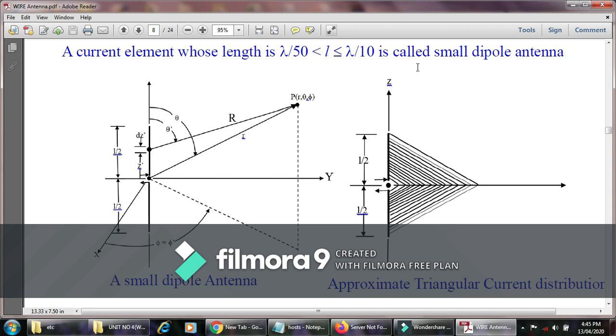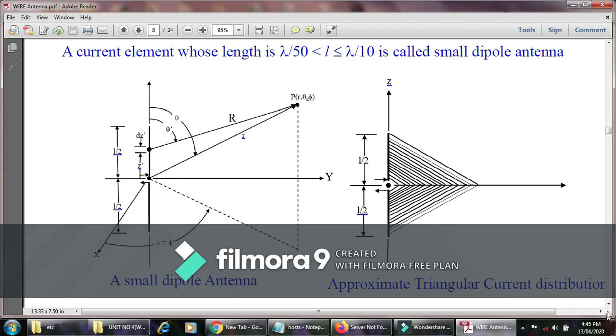The range of theta is 0 to 180 degrees, meaning we look at the radiation pattern in the vertical motion, and phi is 0 to 360 degrees, meaning we are able to see the radiation throughout the sphere, around the antenna. On the right hand side, the figure shows the approximate triangular current distribution of the antenna.